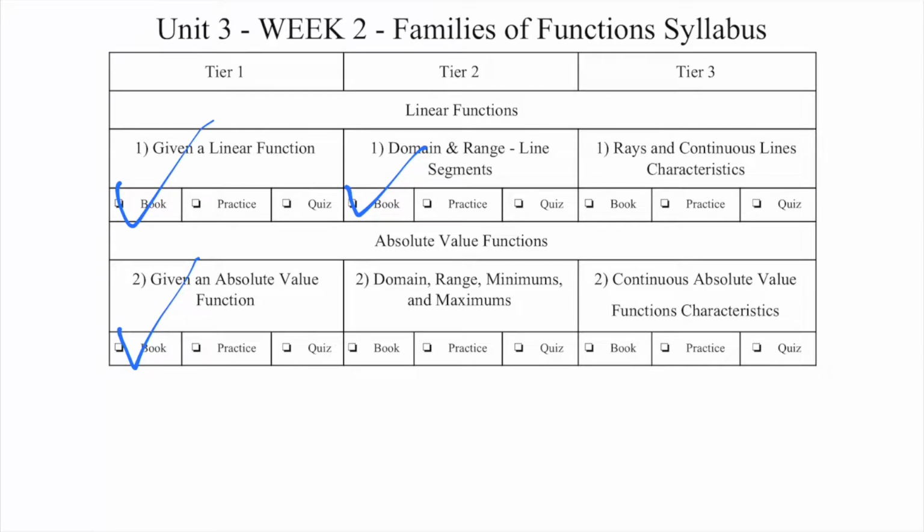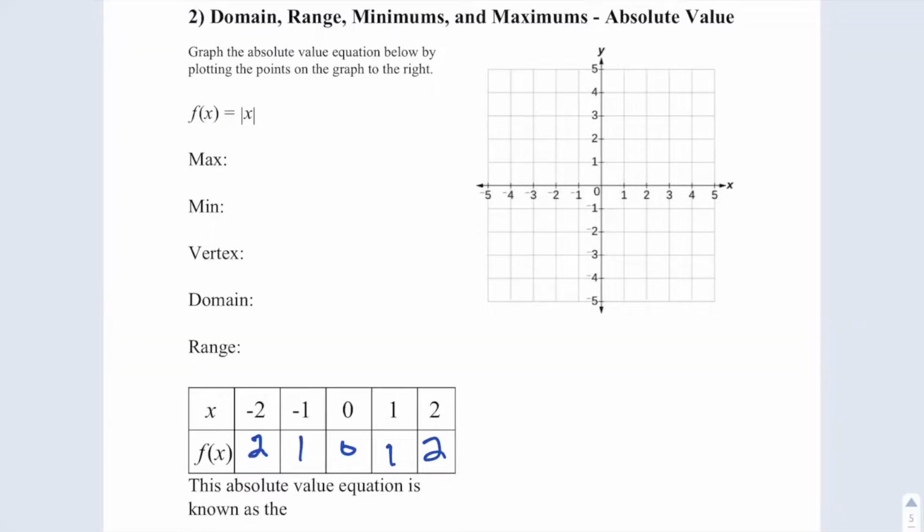We're back in week 2 of Unit 3 Family Functions Syllabus. We are in Tier 2, Lesson 2. Let's check off our booklet. And here we are in Lesson 2, Domain and Range, Minimums and Maximums of Absolute Value.